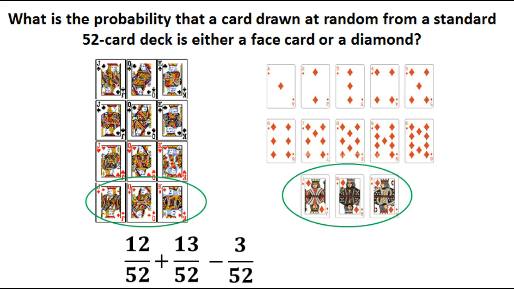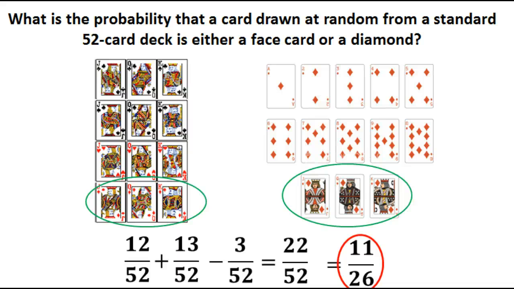So we're going to add up these. 12 plus 13 minus 3 would give me 22 over 52. Again, we have to reduce it down. That would give me 11 over 26. Okay, so we can add up our two total possibilities, but then we're going to have to subtract out the ones in which they are duplicates.